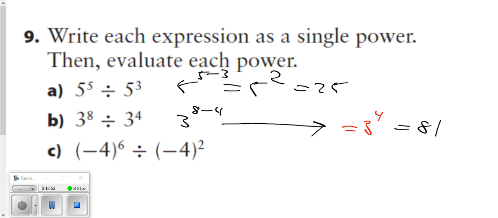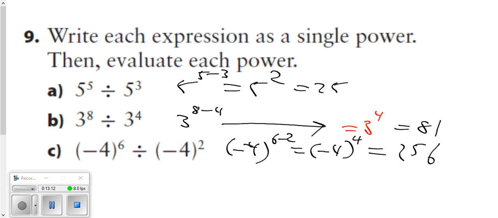6.5. And the last one, your base is negative 4, it's divided, in brackets. Keep your base and subtract your exponents. Single power. Negative 4 to the exponent of 4, which is 16 times 16, which is 256, and positive 256.